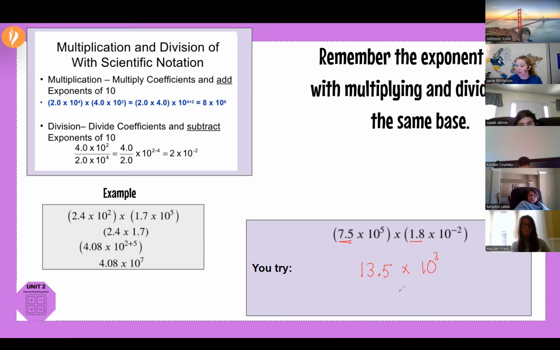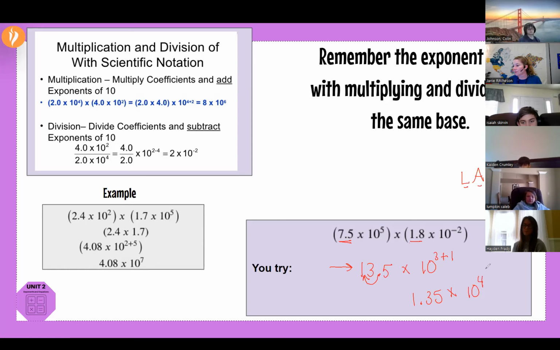Is that written correctly in scientific notation? Look at it. What's wrong with that answer? The decimal wasn't in front. Yep. We have two numbers in front of the decimal, which means we have to move the decimal to the left. And when we move to the left, what do we do with our exponents? Add. So we moved it left 1, so we're going to add 1. So the final answer is 3.15 times 10 to the 4th.